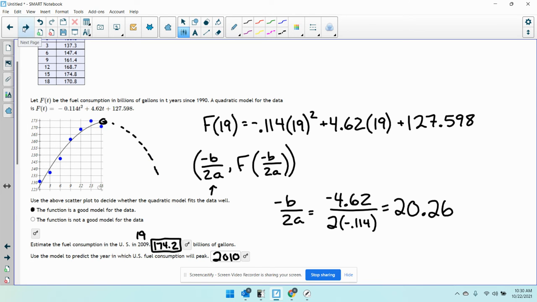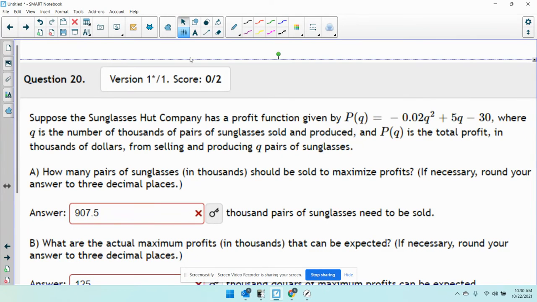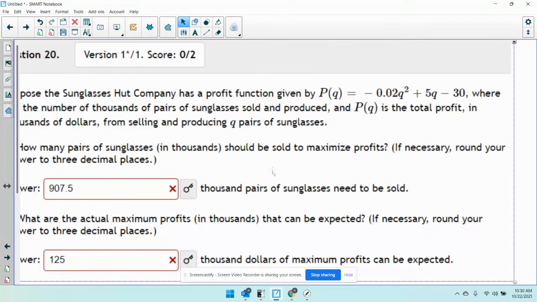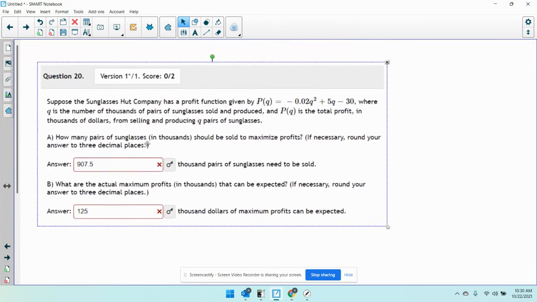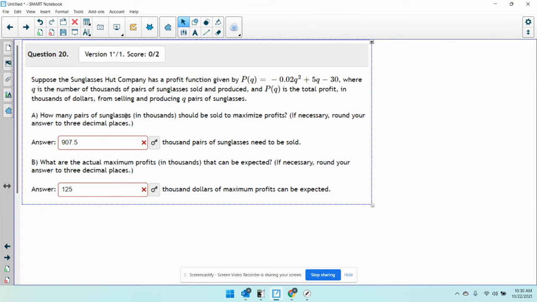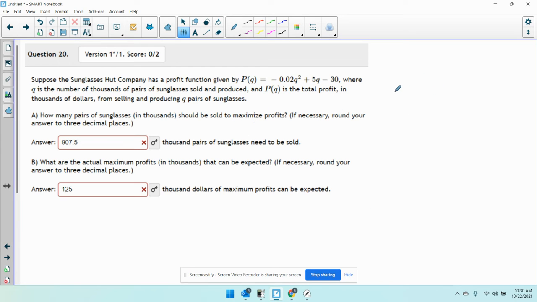Okay, the second problem. It says here, suppose a sunglass hut has a profit function given by that, where Q is the number of thousands of pairs, and P of Q is in total profit in thousands of dollars. How many pairs of sunglasses should be sold to maximize the profit? That's the same thing as finding the vertex, the peak. So we're looking for the vertex.